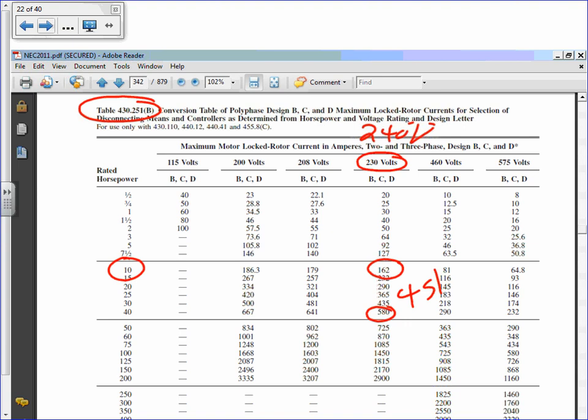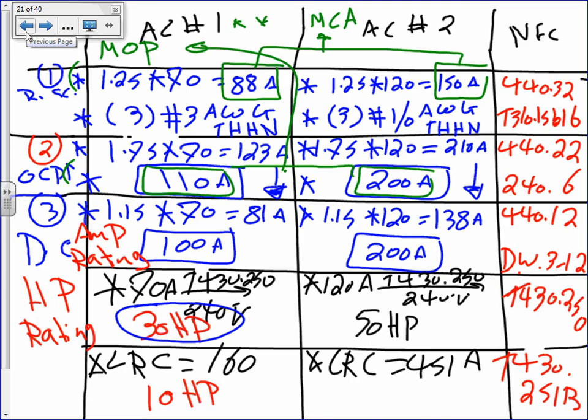And then if you go all the way across, what is the horsepower rating of this disconnect? 40. So we go back and we write right here, the horsepower rating is 40 horsepower. Then we're going to look at two values. This calculation shows 50, this calculation shows 40. Which one am I going to pick? The largest. So the horsepower rating of this disconnect is 50.